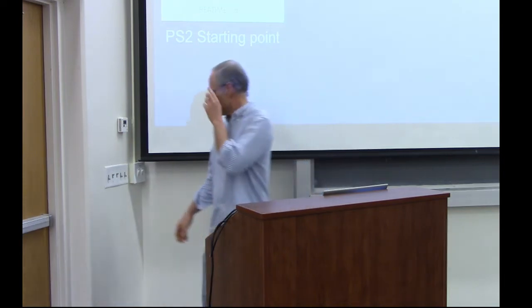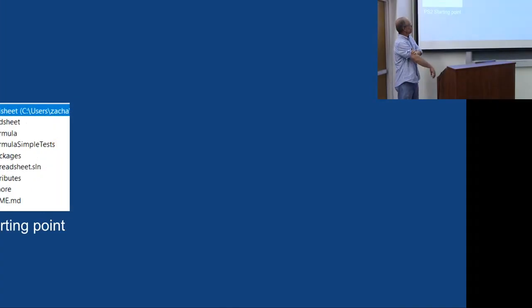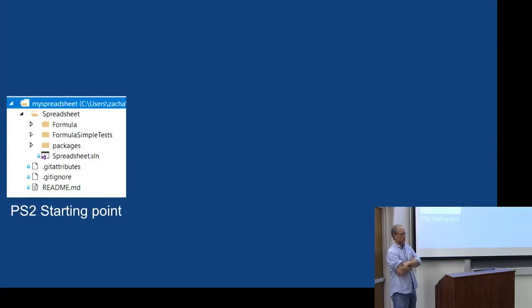All right, now, let me tell you what's going to happen. Tomorrow, whenever you start working on PS4, you're going to want to pull down my grading tests. And let me explain how that's going to work. So this is a view of the state of the PS2 branch when you pulled it to start working on PS2. There's the spreadsheet folder, and I gave you the formula class to start with. I gave you formula simple tests. I don't know what packages is. That's maybe a mistake I made making the slides.